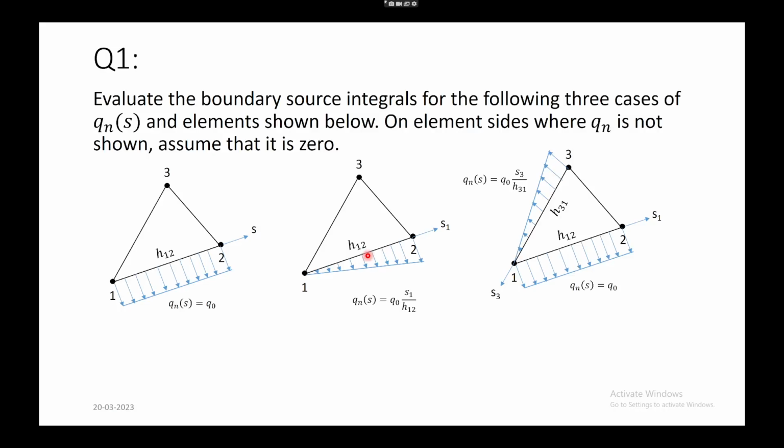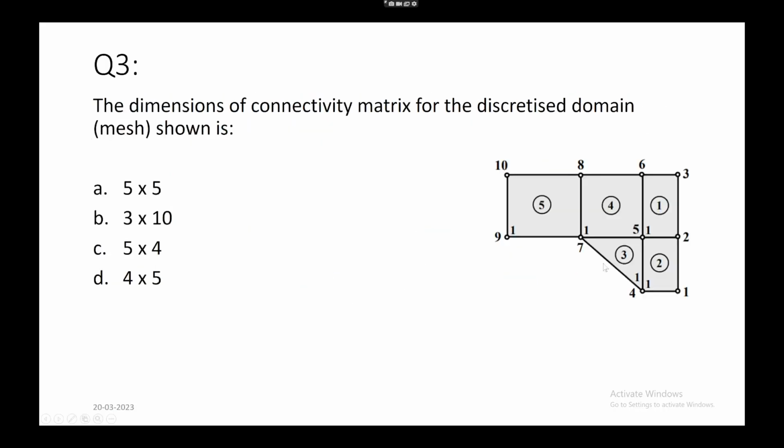Okay, so we have a domain which has been discretized into five elements. There are totally 1 2 3 4 5 6 7 8 9 10, so there are 10 nodes and 5 elements, correct? So can you guess what will be the dimension of this connectivity matrix for this domain?